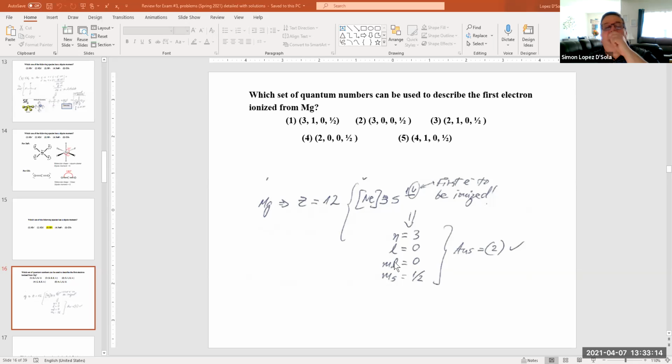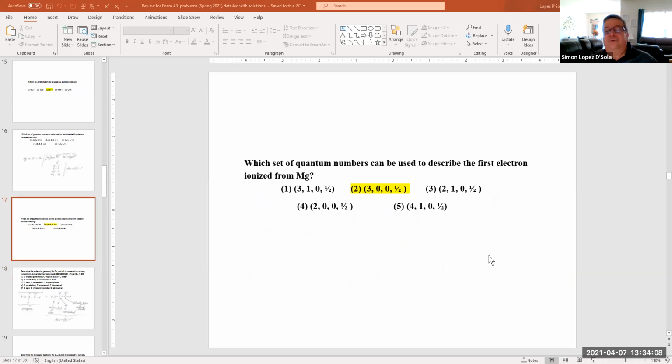Then, remember that ML goes from minus L to plus L. But because L is equal to 0, the only possible value for ML is 0. And then MS can be either plus 1/2 or negative 1/2. In this case, no sign is given, so just select the positive one. So the numbers are 3, 0, 0, and plus 1/2. The most important thing is that if you see the two electrons here, if one is plus 1/2, the other one should be negative 1/2. It's not the question in this case, but you should know that two electrons in the same orbital will not have exactly the same spin. So the answer is, in this case, 3, 0, 0, and plus 1/2.